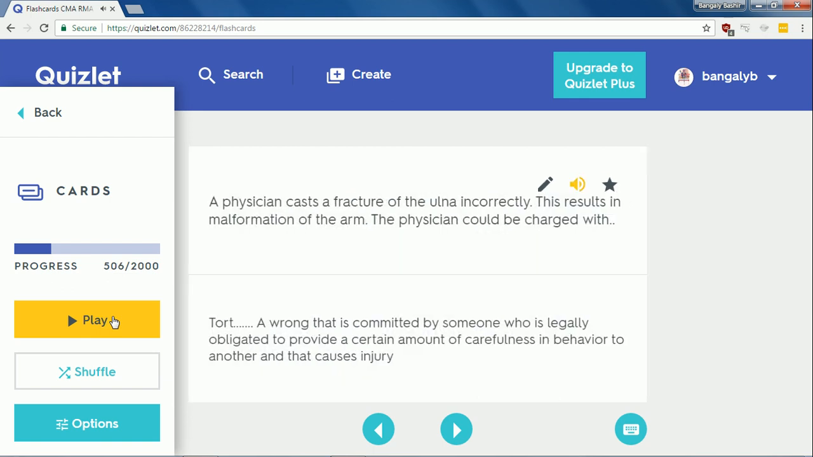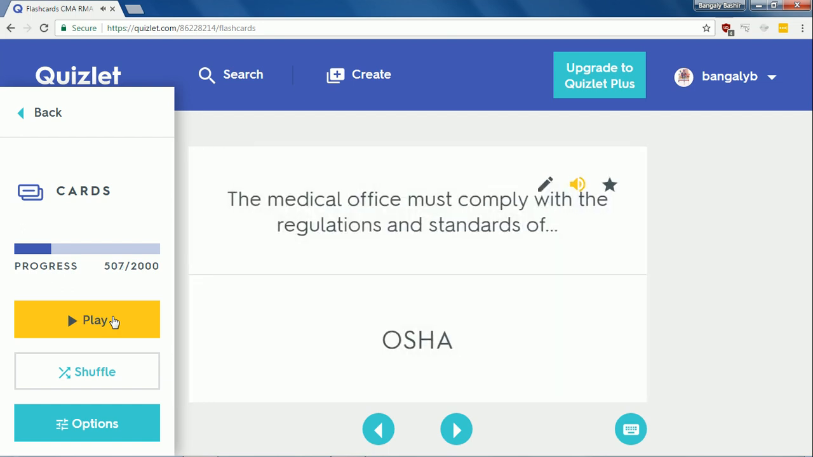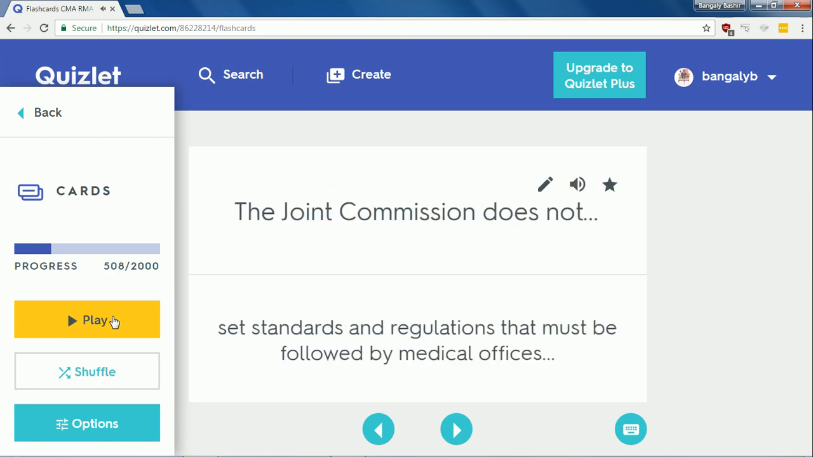A physician casts a fracture of the ulna incorrectly. This results in malformation of the arm. The physician could be charged with tort, a wrong that is committed by someone who is legally obligated to provide a certain amount of carefulness in behavior to another and that causes injury. The medical office must comply with the regulations and standards of OSHA. The Joint Commission does not set standards and regulations that must be followed by medical offices.